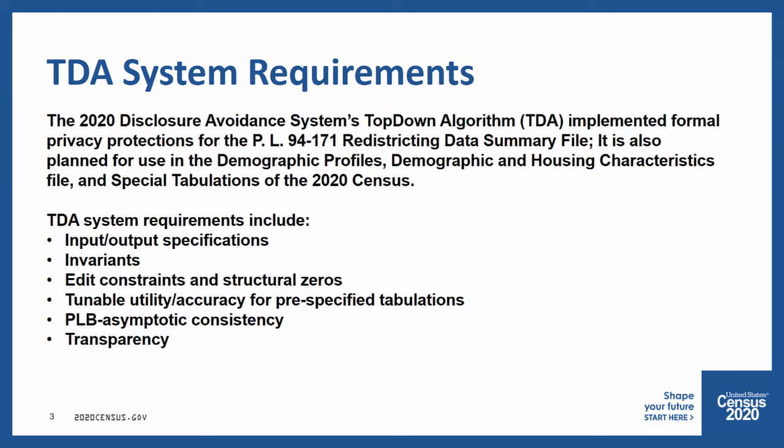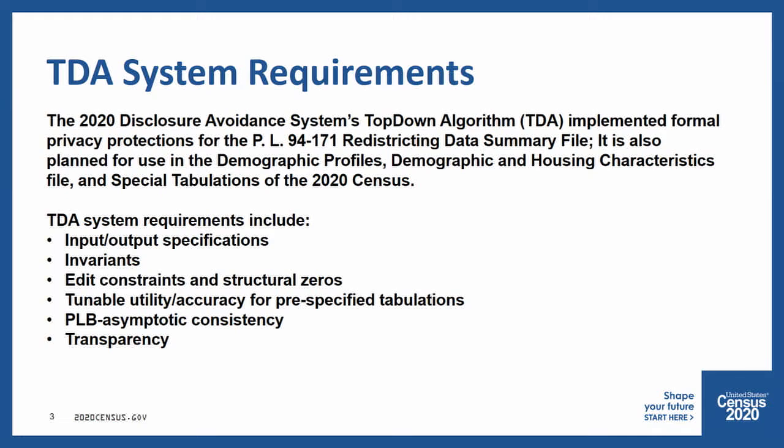The DSEP also said that we needed to ensure that certain variables were held invariant, meaning that there were certain tabulations to which no noise would be added. For the redistricting data, that included state population totals and the number and major type of group quarters facilities at the block level and the number of housing units at the block level.